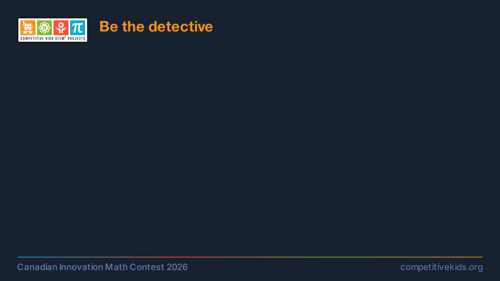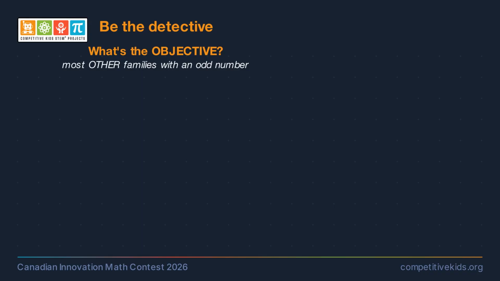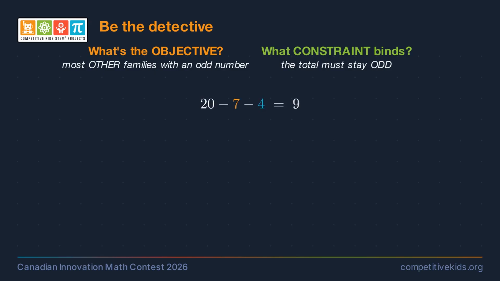Be the detective. First, what is the objective? We want the most other families with an odd number. Second, what constraint binds? The total must stay odd. Hold on to that. Now find the other group. 20 minus 7 minus 4 equals 9 other families.